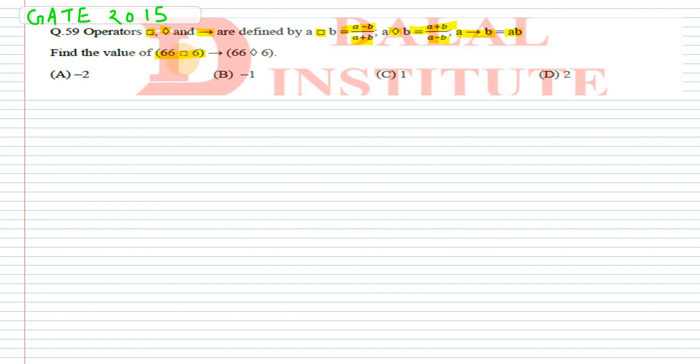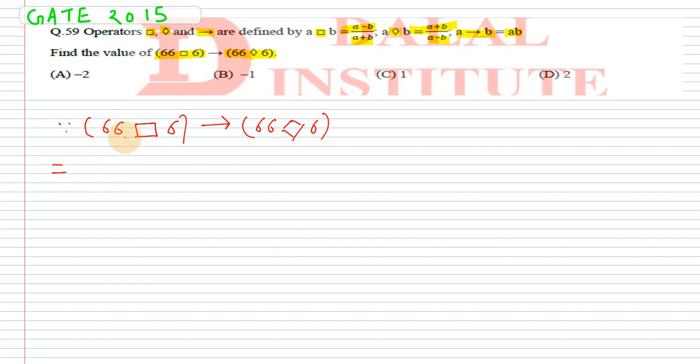66 rectangle 6, then arrow, then 66 diamond 6. So we have to find this value. Okay, so let's do this. So we have to find the value of 66 rectangle 6, arrow, 66 diamond 6, where the last one is the diamond operator. Okay, so we have to find this value.